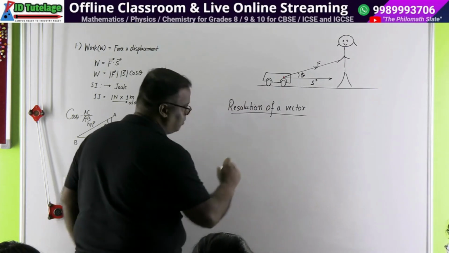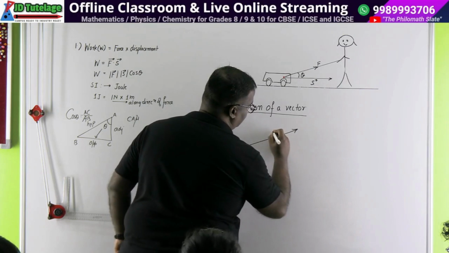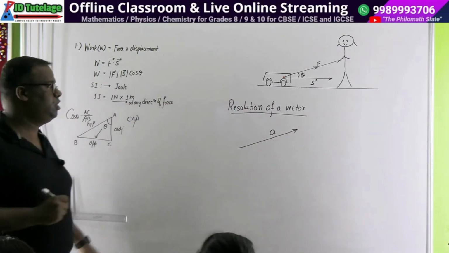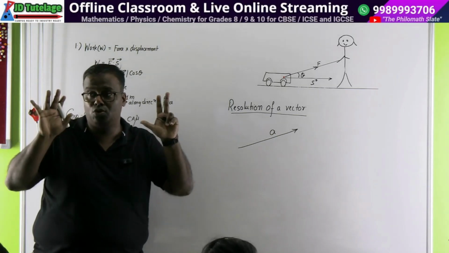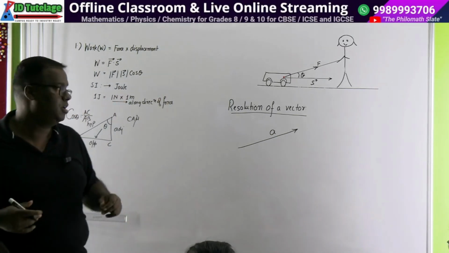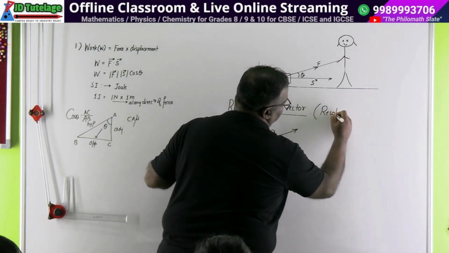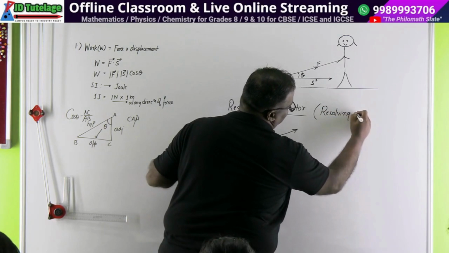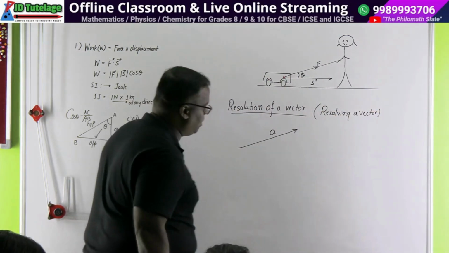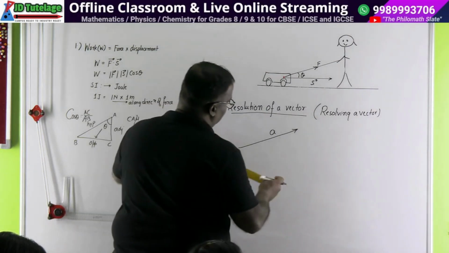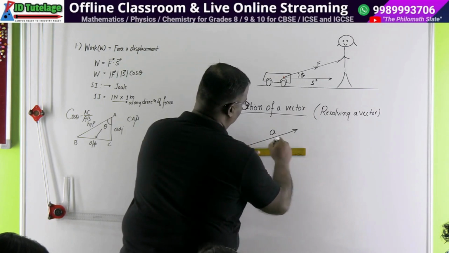Let us say we have a vector, and this is vector A. Resolution of a vector means a vector can always be broken down into two components. Vector resolution, or many people also call it resolving a vector. First understand this, forget the toy story completely. If you understand this, you will understand the toy story better. We say that a vector can always be resolved into two components.